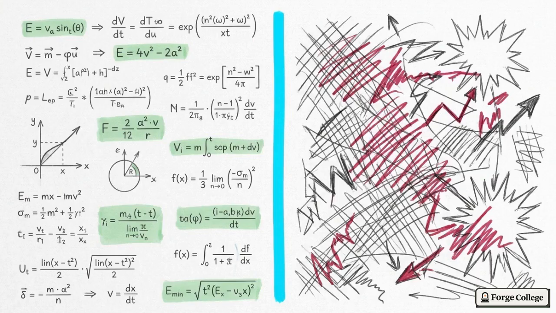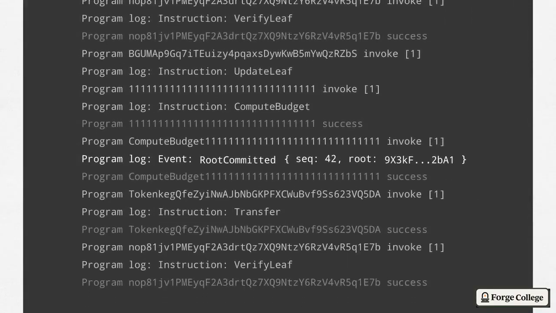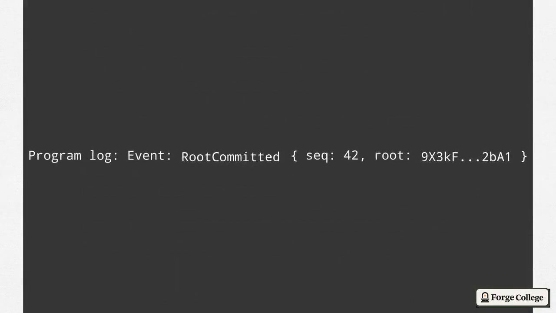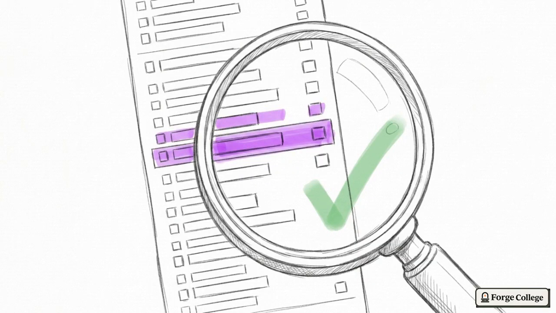Successfully updating state on Solana requires you to balance perfect cryptographic math with defensive strategies against a chaotic, concurrent network. To confirm a state change was successful, a developer must query the on-chain logs for the specific root-committed event receipt. Once you have the receipt, you begin the verification phase.